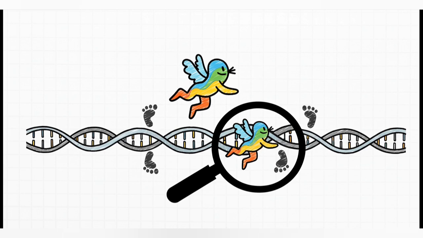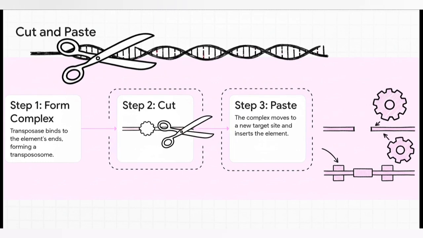Okay, so the first method is called conservative transposition, but it's way easier to just call it cut and paste. It's pretty straightforward. First, the transposase enzyme gathers at the ends of the element, forming this little protein machine called a transposome. Then that machine literally snips the entire element clean out of its original spot on the chromosome. The whole thing then moves to a new location and gets pasted in. The cell's repair crew comes in to patch up the old spot, and that's it. One element, one move. Simple.